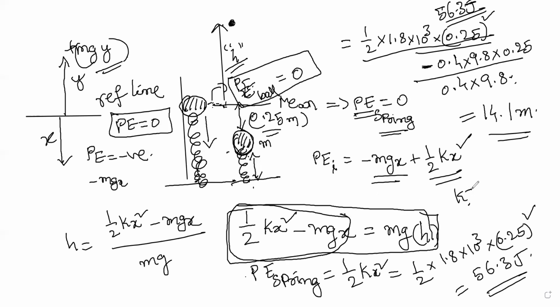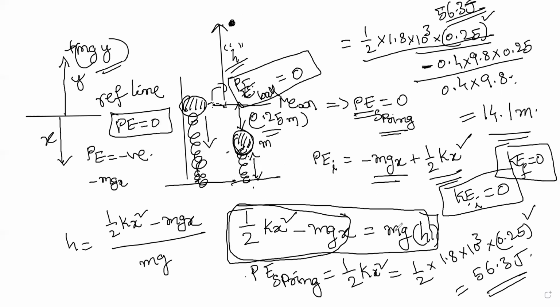Kinetic energy initial is 0 because the object is at rest, and it has reached a certain height and stopped. That means kinetic energy final is also 0. So the kinetic energy part is not coming into the picture. It's only the potential energy. But initial potential energy should be equal to final potential energy. So based on that, we have solved the problem.